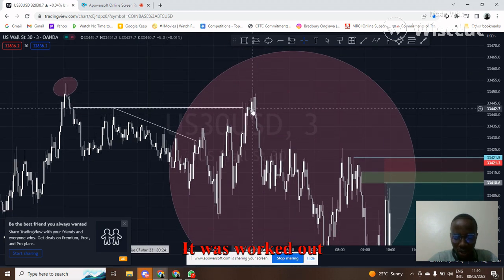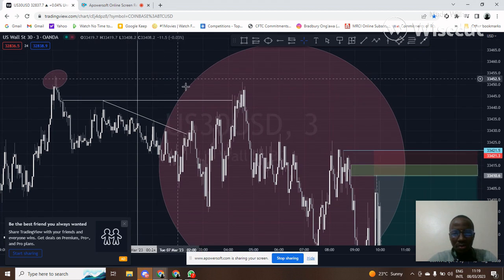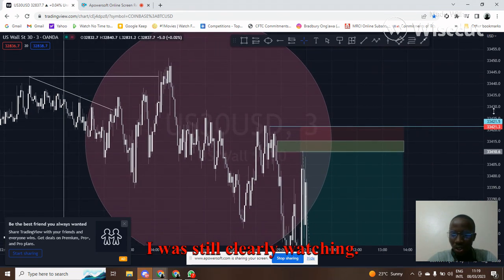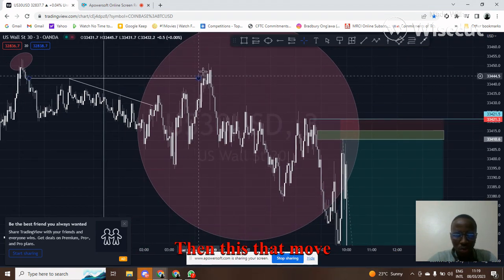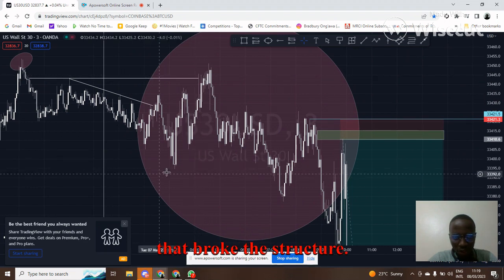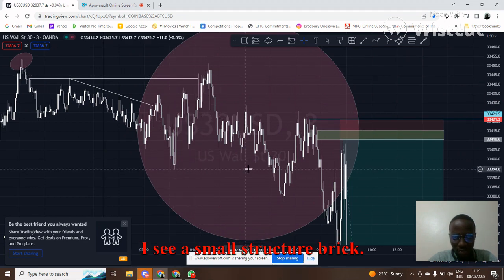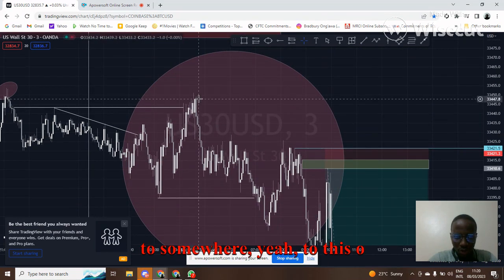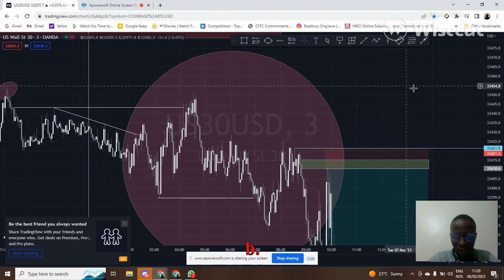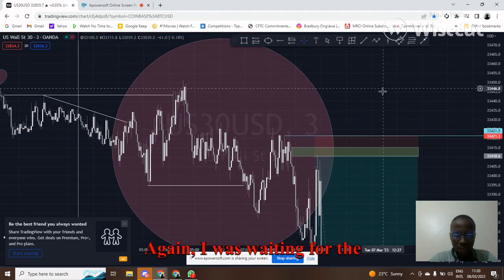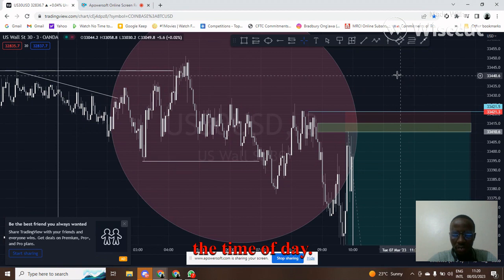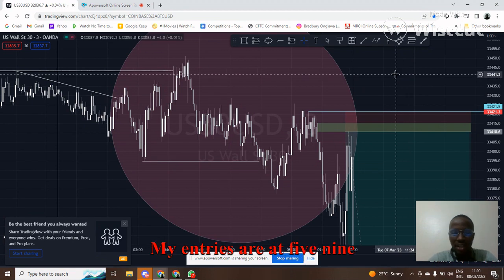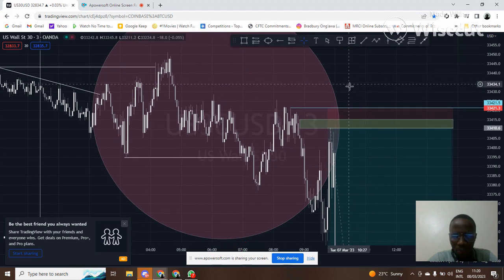It was wicked out at around 4. I was still keenly watching. Then it is that move that broke the structure. You can see a small structure break down here. So I narrowed down my point of interest to somewhere here, to this OB. Again, I was waiting for the time of day. My entries are at around 9 to 11 or 9:30 to 11.